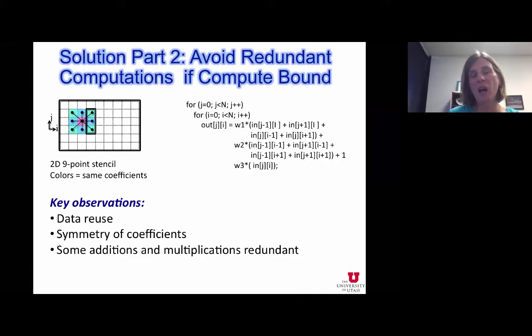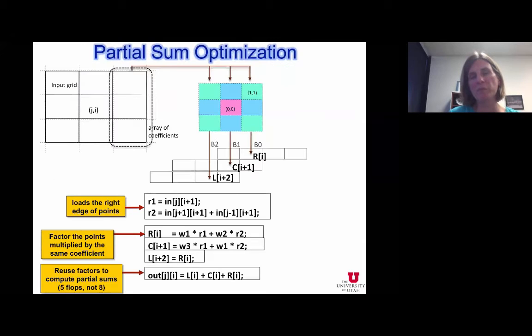And so we can put them in a buffer and reuse them from the buffer without repeating them. This is a particular transformation called partial sum that recognizes the fact that you have the symmetry and you have these redundant computations. It simplifies the computation. In this particular example, for just that 9-point stencil, we reduce the number of floating point operations to 5 from 8. So this is what you do if your stencil computation is compute bound to reduce the amount of computation.